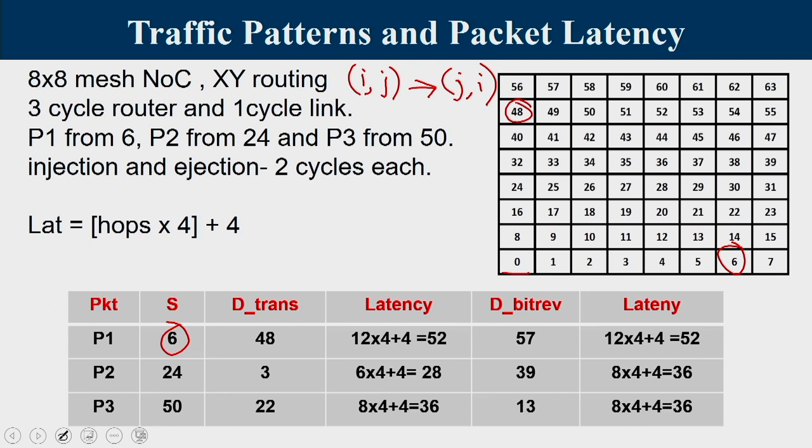So this kind of transpose is a synthetic traffic pattern. We are artificially creating traffic, meaning we are specifying where the source is and where the destination is. So all packets from 6 are moving to destination 48.